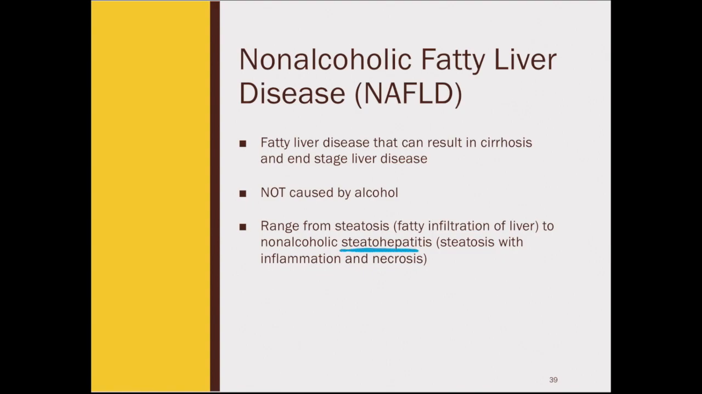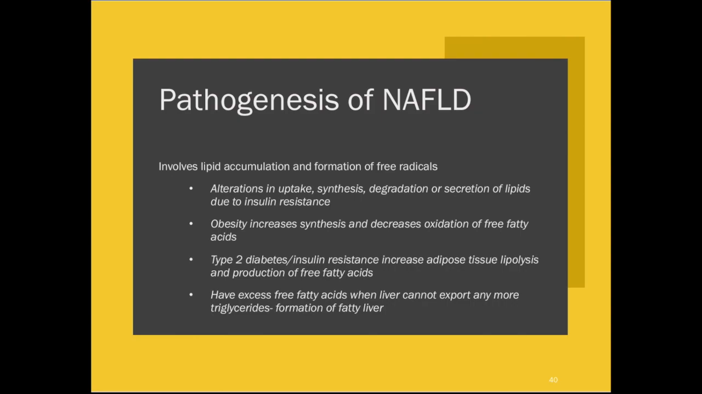How does that happen? Usually it has to do with an accumulation of lipids and free radicals, or diabetes or prediabetes and insulin resistance, right? If you have insulin resistance, then you have an increase in breakdown of lipids for energy, an increase in fatty acids, and those fatty acids are going to go to the liver, but the liver is overwhelmed and can't form and export any more triglycerides, right? Normally when those fatty acids come to the liver, the liver turns them into triglycerides and stores them. But when the liver gets overwhelmed, there's just too much fatty acid coming at it. It's not going to be able to do that, and you're going to end up with little fat deposits on the liver. So, of course, obesity increases synthesis and decreases oxidation of free fatty acids.